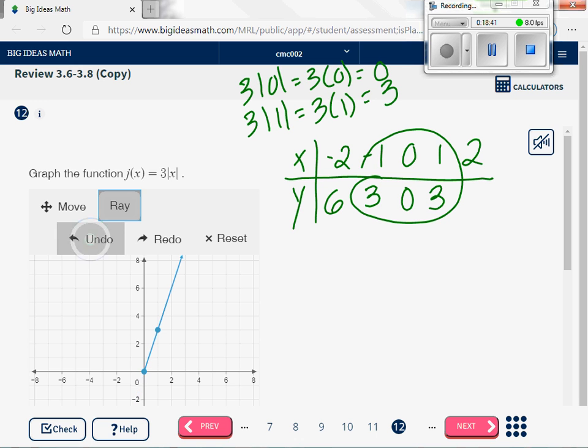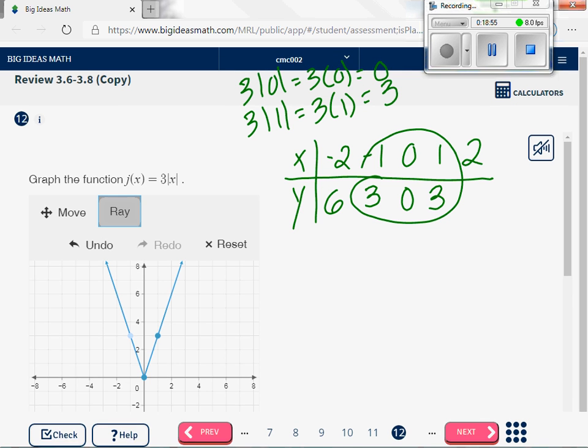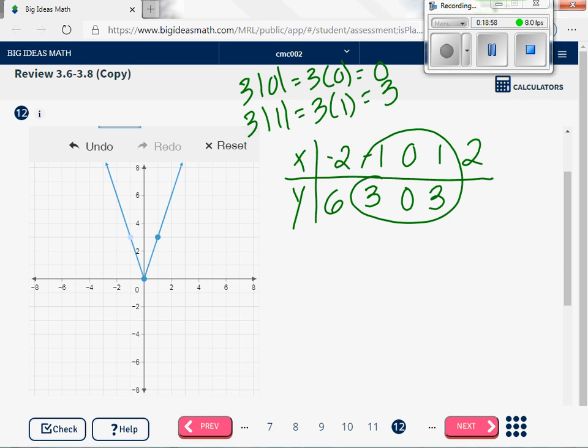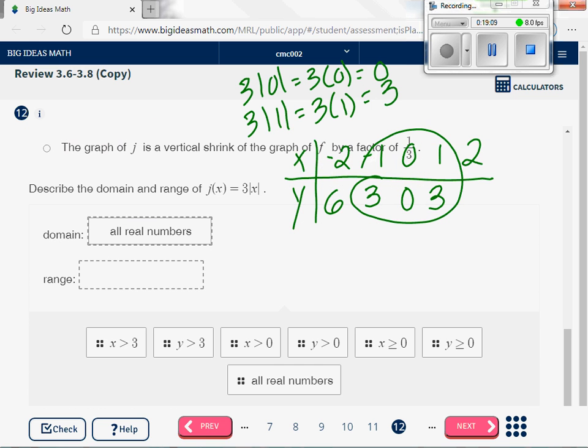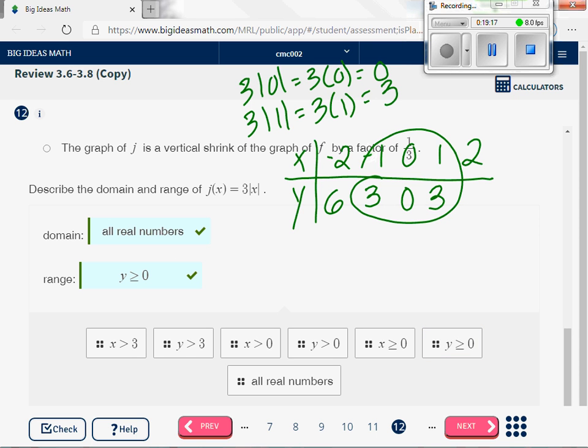That will give us our point. The other one we can start at 0, 0, and then we have 1, 3, and we'll get our graph here. So we're going to graph 0, 0, and then 1, 3 to get one side. And then we do 0, 0, and -1, 3 to get the other side of the graph. And again, if we notice, it starts at 0, the smallest y value is 0, and it goes up. So our range is going to be y is greater than or equal to 0. And that is it for this one here.